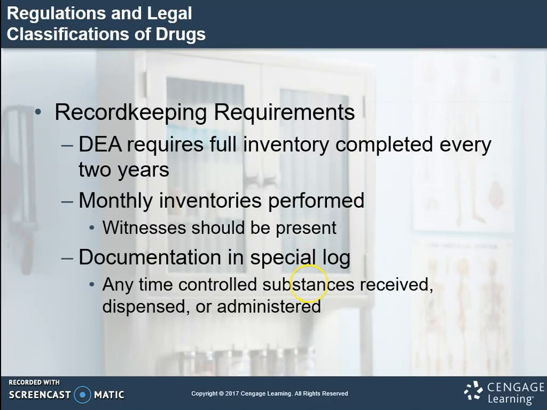And there's a lot of record keeping required around controlled substances. The DEA requires that a full inventory of all controlled substances be completed every 2 years. In addition, a minimum of monthly inventory should be performed, with additional inventories every shift in which staff has access, and you should have a witness for that. Any time that controlled substances are received, dispensed, or administered, we document that in a special log. We keep those records for at least 2 years.